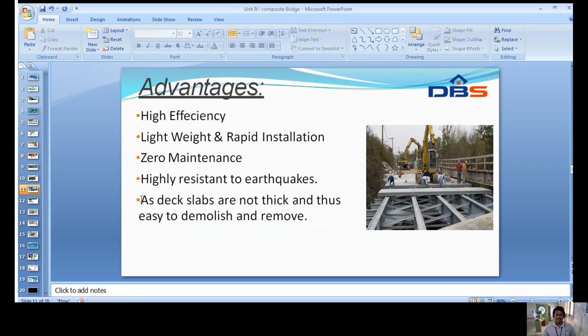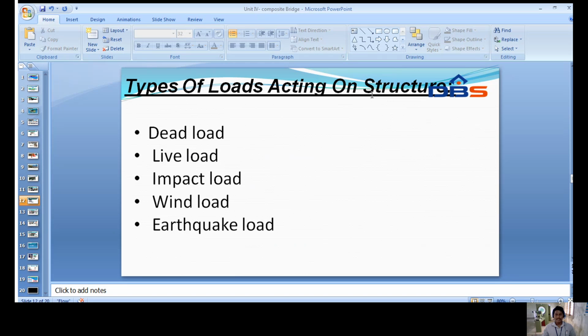Let's not talk much more about this. Types of loads acting on a structure: dead load, live load, impact load, wind load and earthquake load. These are all the forces we are going to consider while designing a composite deck bridge.